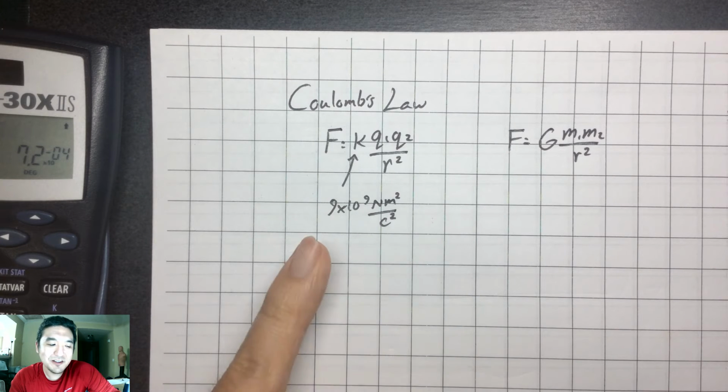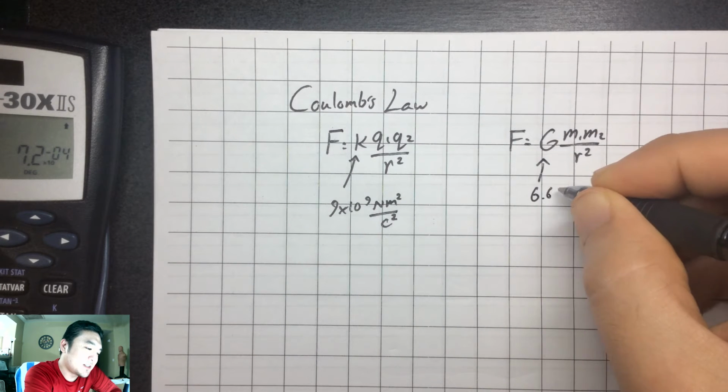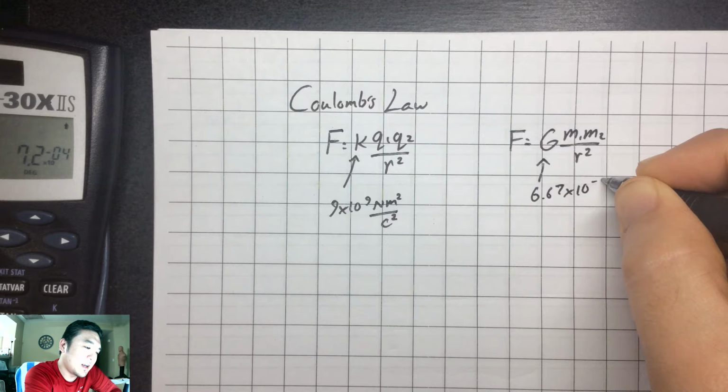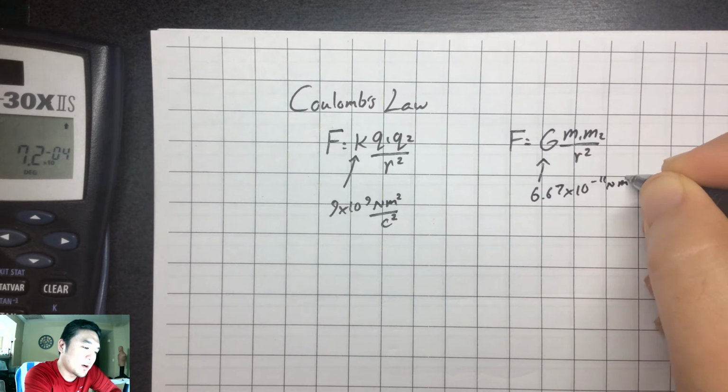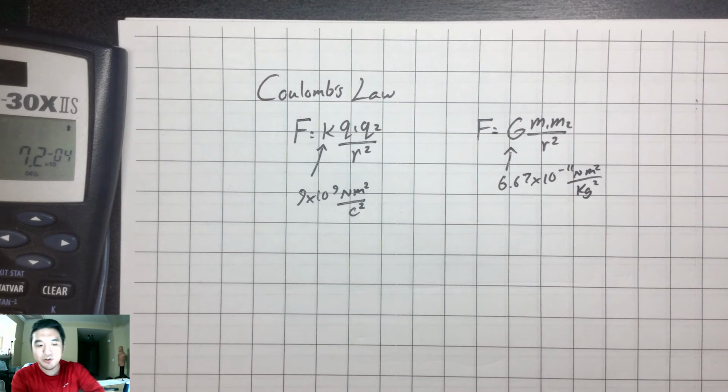But look at the difference: 9 times 10 to the ninth, and 6.67 times 10 to the negative 11th newton meter squared over kilogram squared here. So that's a huge difference, times 10 to the negative 11th and times 10 to the ninth. I mean, geez, that's like times 10 to the 20th power. That just shows you that gravity is really weak compared to the electrostatic force.